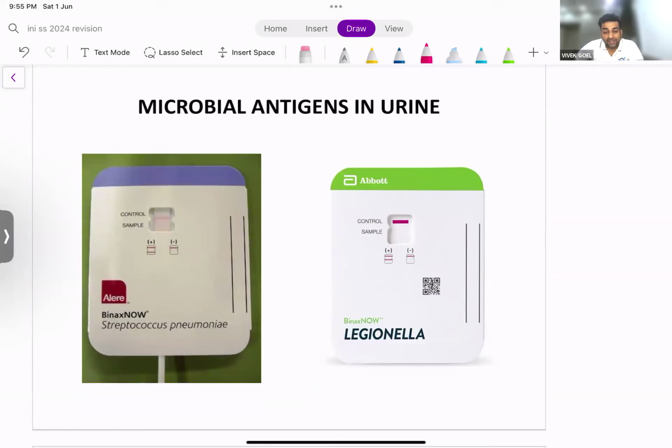And there are certain microbial antigens. You could use a bedside dipstick method for certain antigens in the urine. It could be for Streptococcus pneumoniae and even for Legionella.